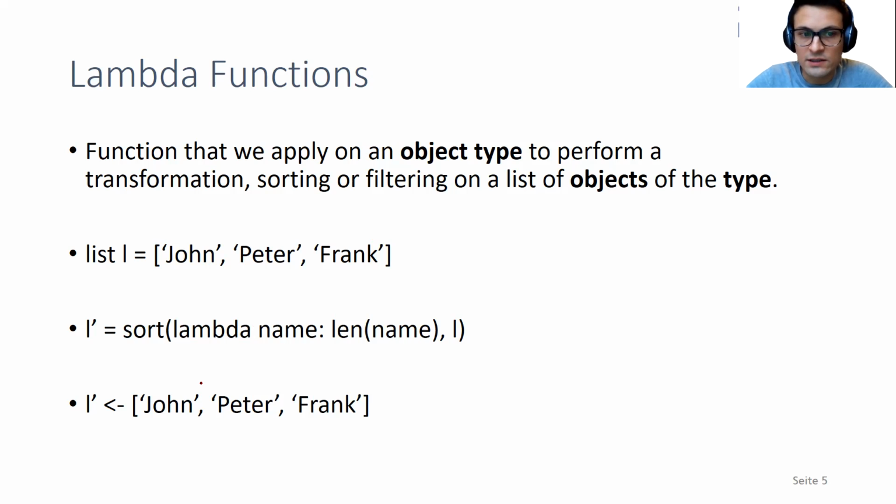So you can basically say sort, and then if we sort the elements of the list on the basis of the length of the name, we actually get exactly the same sorting as we had before, because John is the shortest name, and then Peter and Frank. So that's Lambda functions in a nutshell. In this case, I use the example of lists.